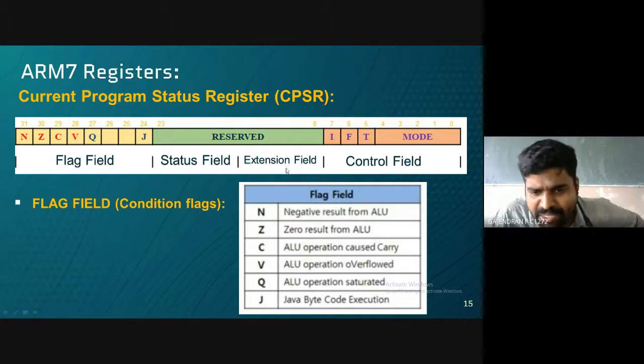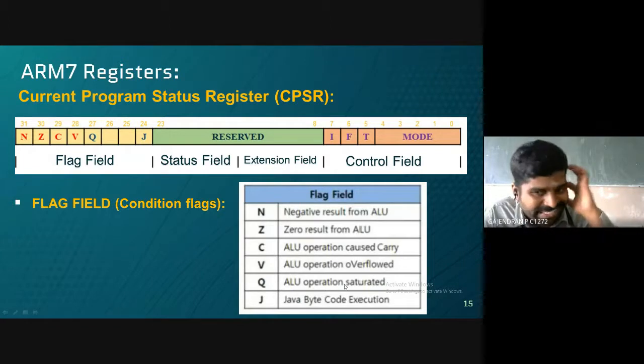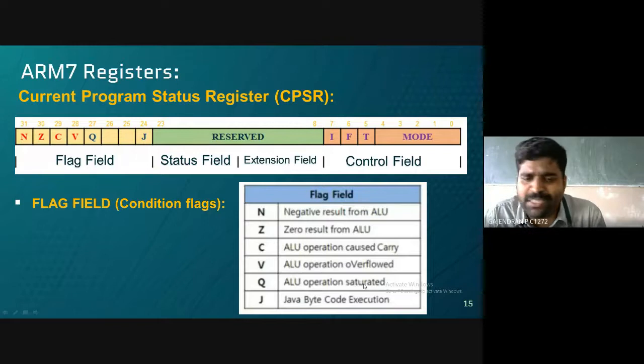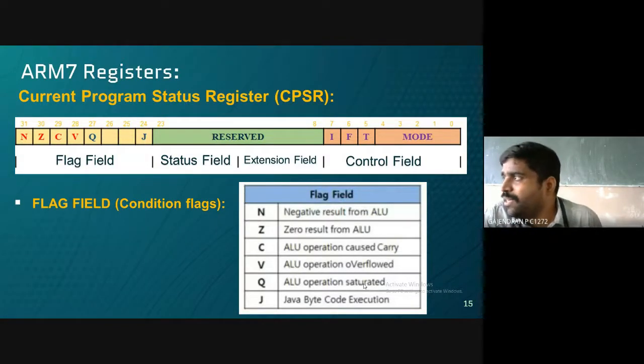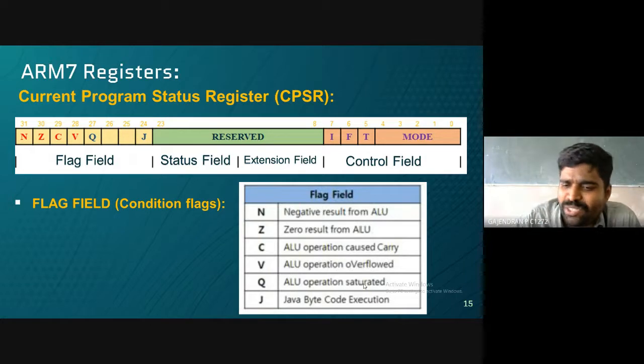Okay, what is the new thing here? Q and J. Q is for saturated. Saturation we have already discussed in the DSP process. Your ARM supports a saturation feature. Whenever my process gets saturated, it is almost similar to your overflow. That we will discuss in detail.